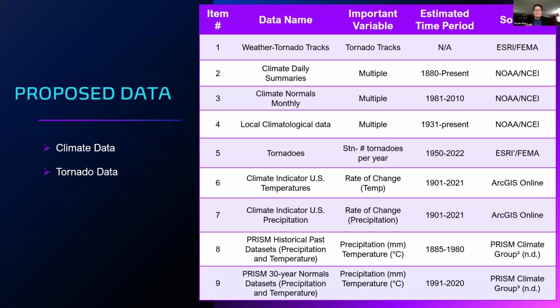I also had 2 different types of tornado data, tornado tracks, and then just tornadoes. Climate indicators, which showed a rate of change for temperature and precipitation over the last century. And then Dr. Baxter recommended I look into the PRISM climate group when I was having trouble with the NOAA data. And I was actually able to find data through them that would work for this project for temperature and precipitation.